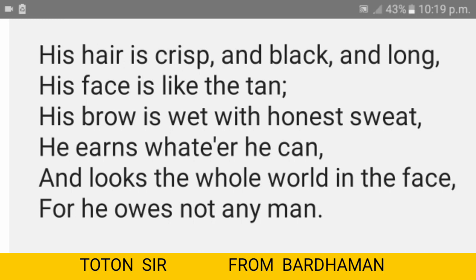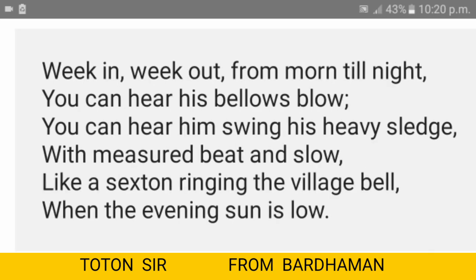Now I will move to the third stanza of the poem. Week in and week out, from morn till night, you can hear his bellows blow. You can hear him swing his heavy sledge with measured beat and slow, like a sexton ringing the village bell when the evening sun is low.